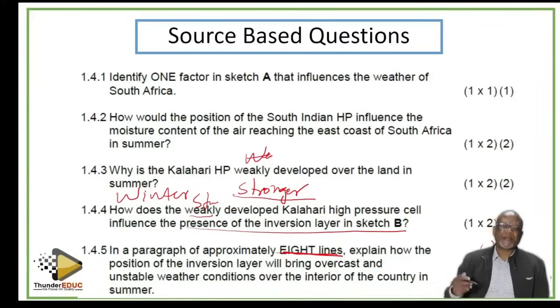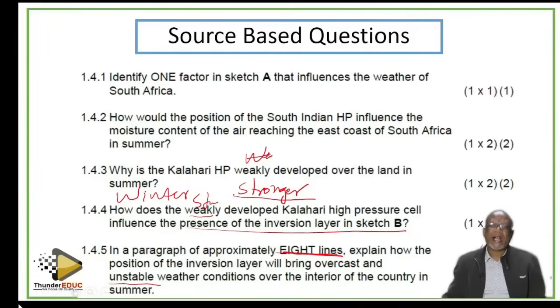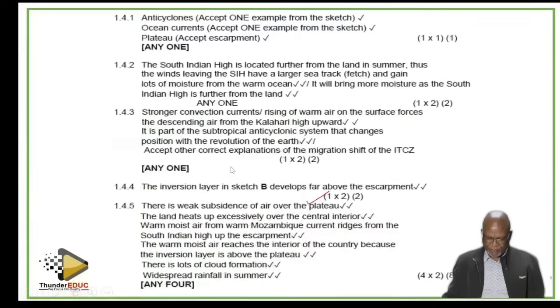But during winter, the inversion layer is below the escarpment. And when the inversion layer is below the escarpment, warm moist air cannot go into the interior. If the warm moist air cannot go into the interior, there's no condensation. It's going to result in stable conditions. But here we're talking about unstable conditions, indicating that the air is rising. But for winter, we're going to have stable conditions, meaning that the air is denser and it's sitting on the ground. It's not going anywhere.